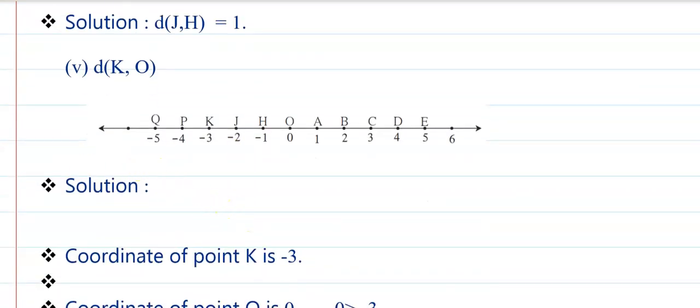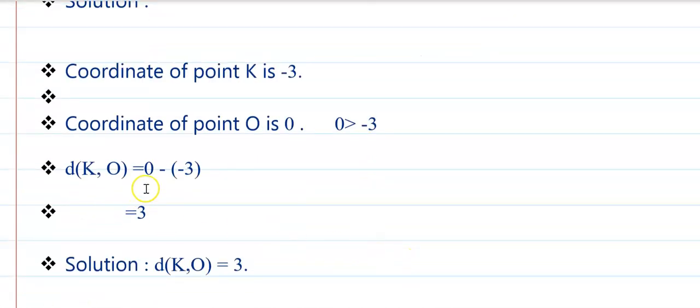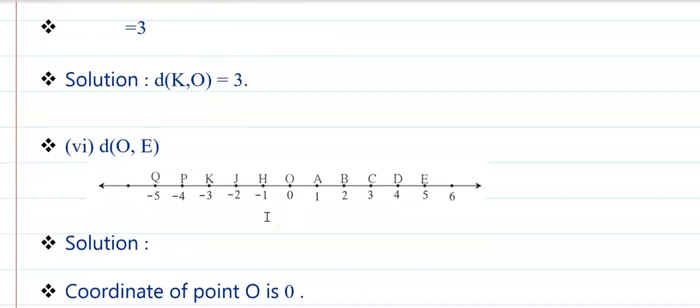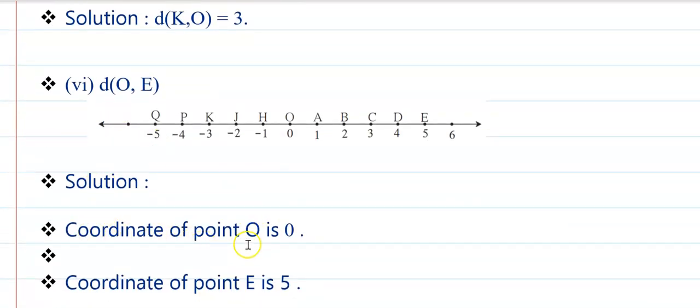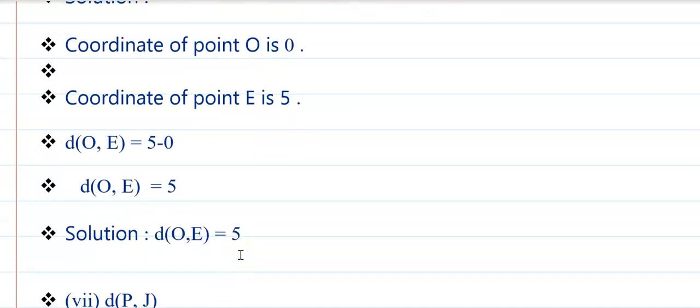Next, the distance KO. To find out the distance KO, the point K denotes minus 3 and O denotes 0. Now 0 is greater than minus 3. Therefore the distance KO is equal to 0 minus in bracket minus 3, that is equal to 3. And that's why distance KO is equal to 3. Next, distance OE. The coordinate of the point O is 0 and the coordinate of the point E is 5. Therefore, distance OE is equal to 5 minus 0, and that's why OE is equal to 5, and hence the solution distance OE is equal to 5.